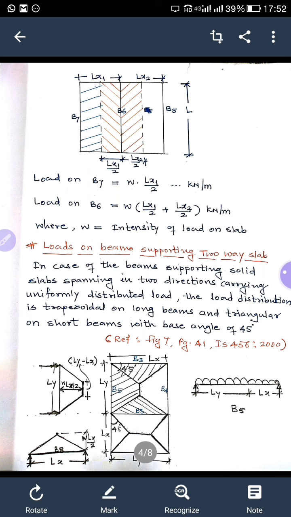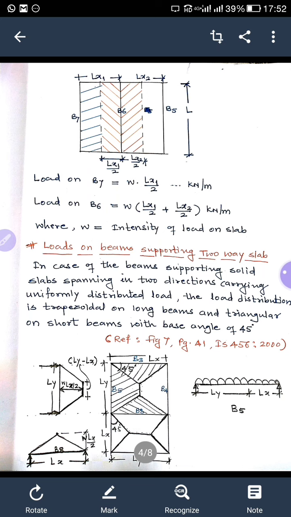If I want to calculate the total load over here, what is this area? It is Lx1 by 2 into L. You can see L over here, L is the span of the beam. So this blue hatched portion has an area of Lx1 by 2 into L into W, which is the intensity in kilonewton per meter square of slab. But we want this load in kilonewton per running meter of span, so we are going to consider it as W into Lx1 by 2.